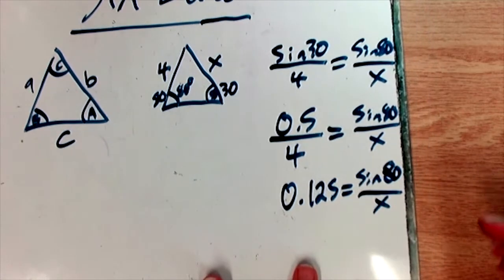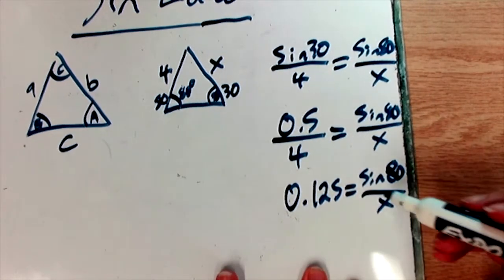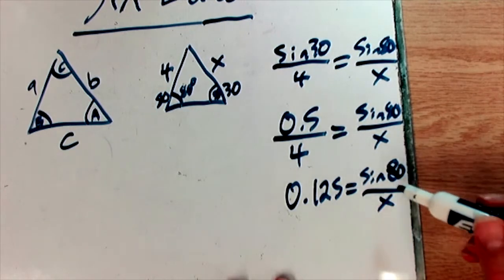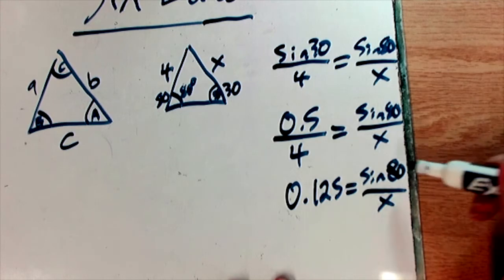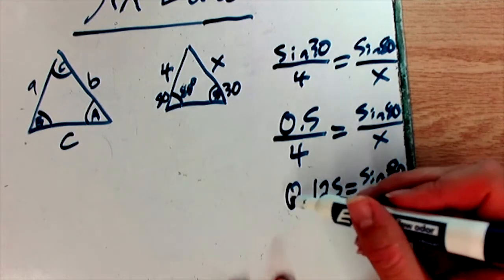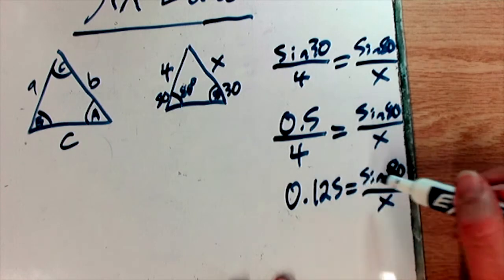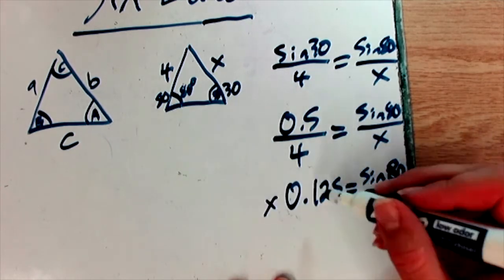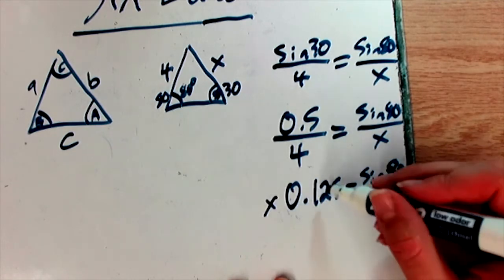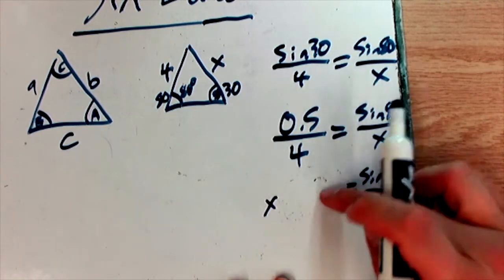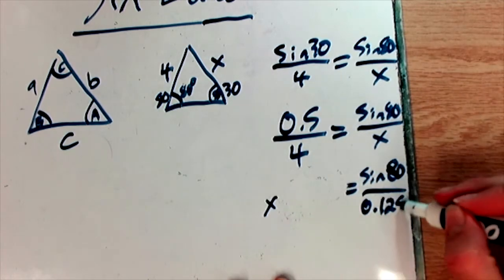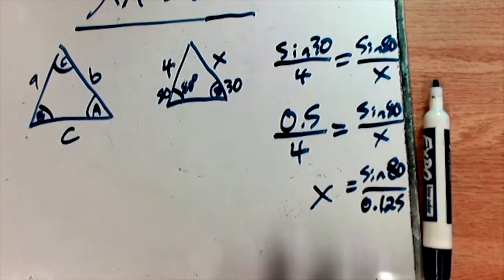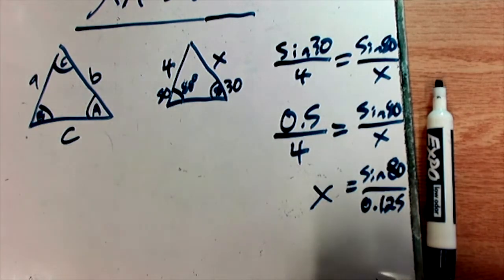And this gets into some algebra, and so just to be clear on how to do this, you can essentially multiply each side by x. So if you multiply this side by x, the x's cancel. We've got x here, and then you divide both sides by 0.125. So I can move that 0.125 down here. So x equals that. You do that on your calculator, and I'll just show it quick here.